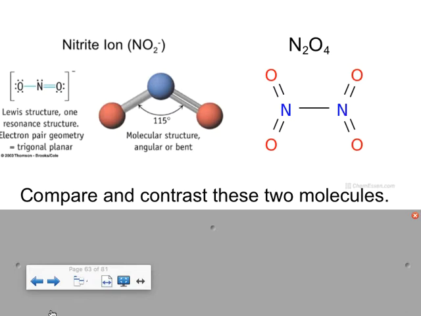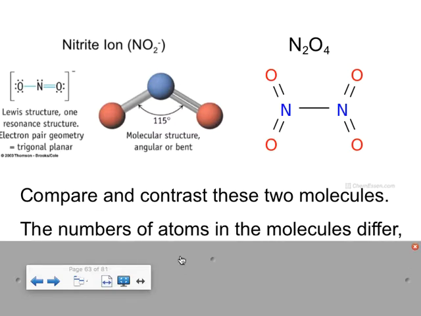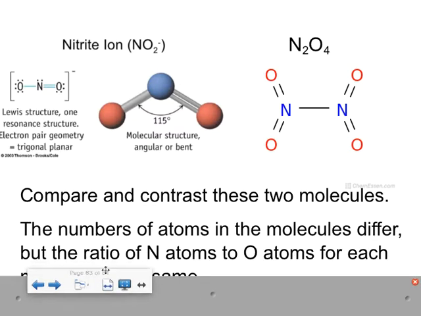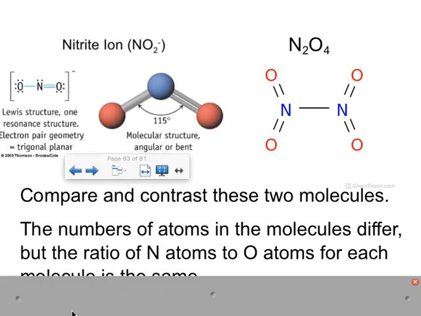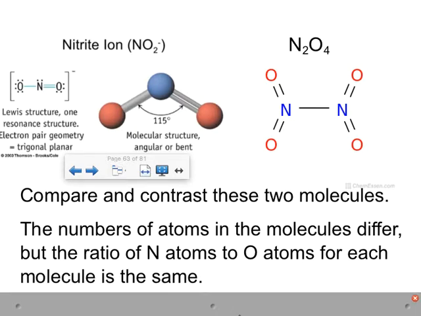The shape of these molecules are different. Here we have angular and bent, and I wouldn't really know how to describe the second one. We see they both have double bonds, but the one on the right has more double bonds. So those are all pretty good comparisons as well as differences. But really what I want to focus in on here is the number of atoms in the molecules differ, but that ratio between nitrogen atoms and oxygen atoms is the same.